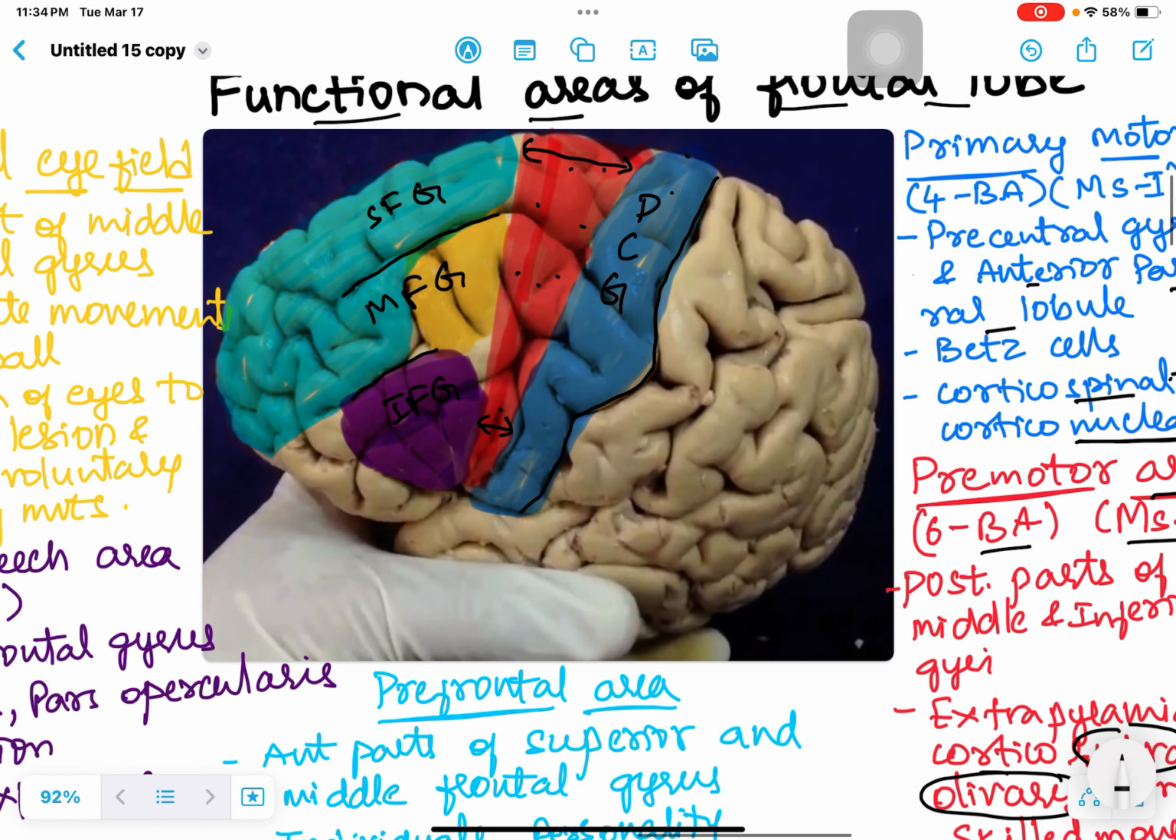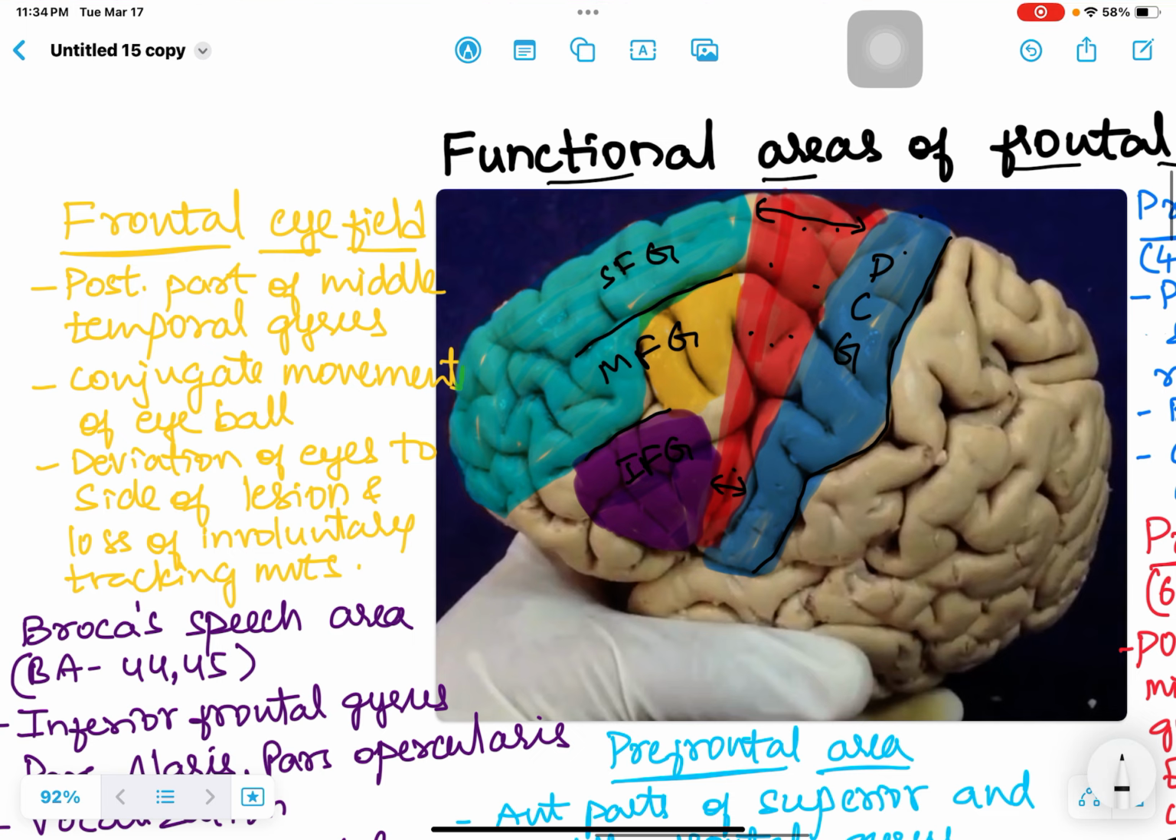Then next comes the frontal eye field. So this is the frontal eye field, which is situated in the middle frontal gyrus on the posterior aspect. So this area helps in the control of movement of eyeballs, the conjugate movement of the eyeballs.